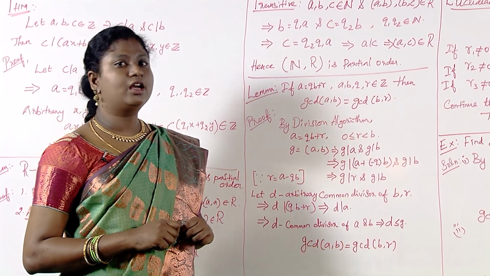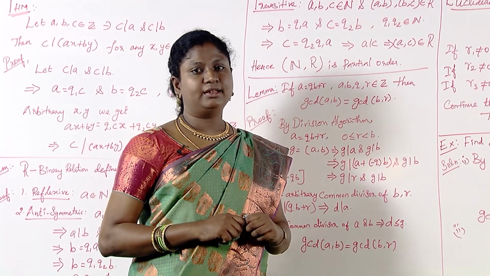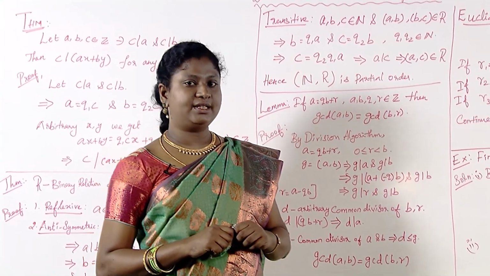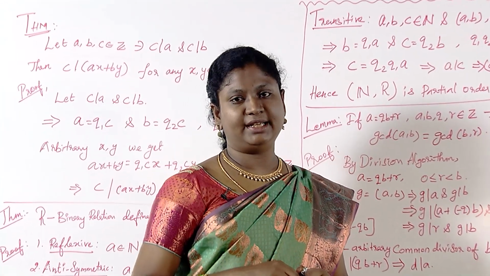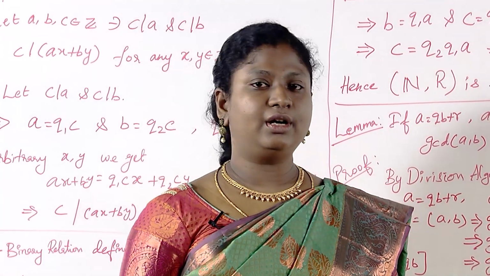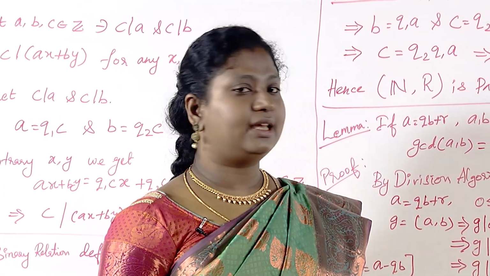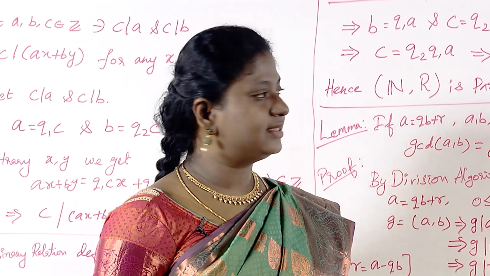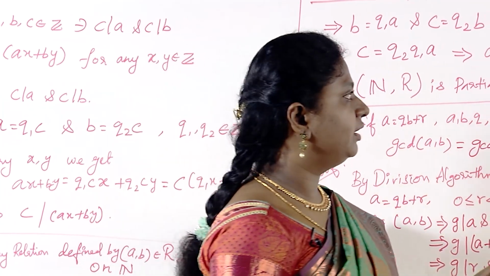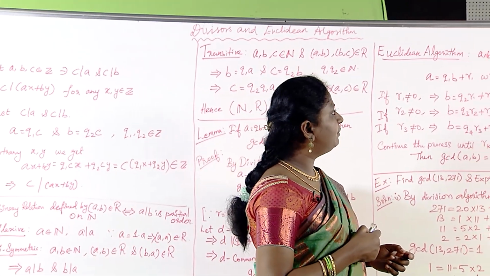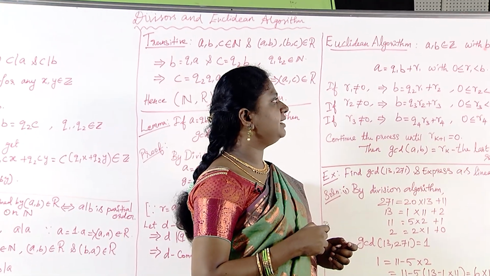Now, let us talk about an algorithm that will be very useful to find the GCD of any two integers A and B, that is the Euclidean algorithm. Let A and B be two integers with B less than A. I am going to have two integers, and B is less than A.